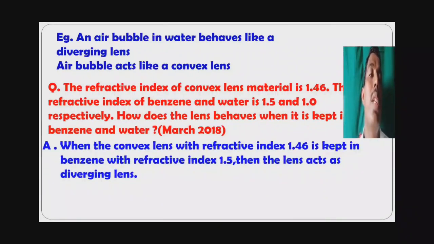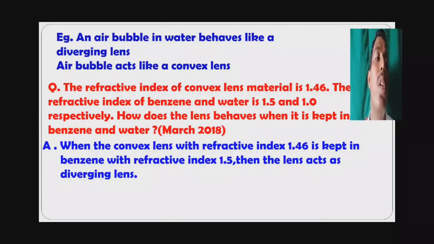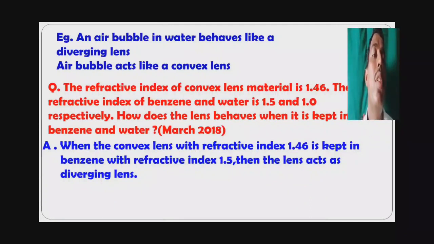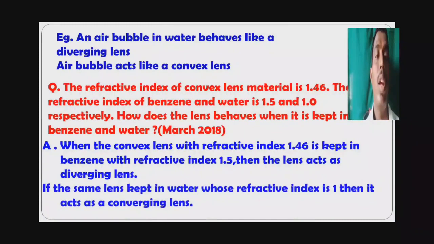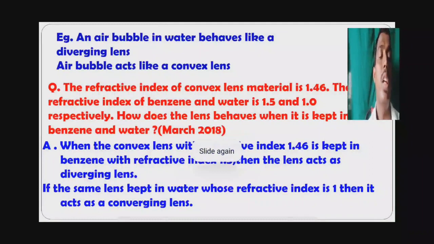When a convex lens with refractive index 1.46 is kept in benzene with refractive index 1.5, then the lens acts as a diverging lens. When the surrounding medium refractive index is greater, it acts like a diverging lens. If the same lens is kept in water whose refractive index is 1, when the surrounding medium refractive index is less, it behaves like a converging lens.